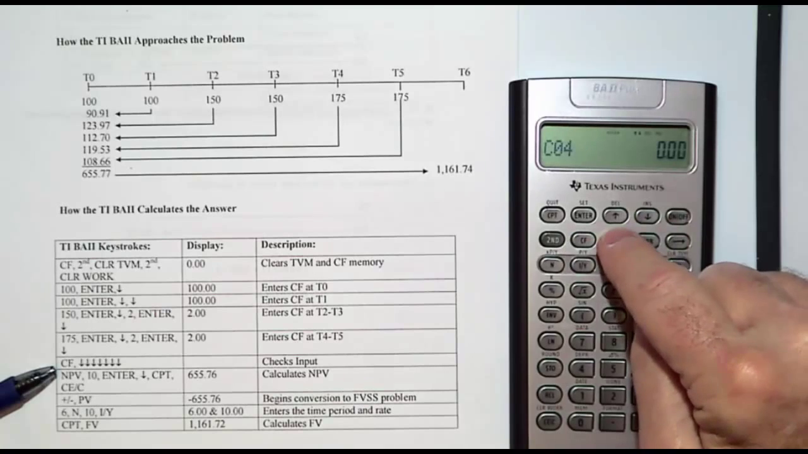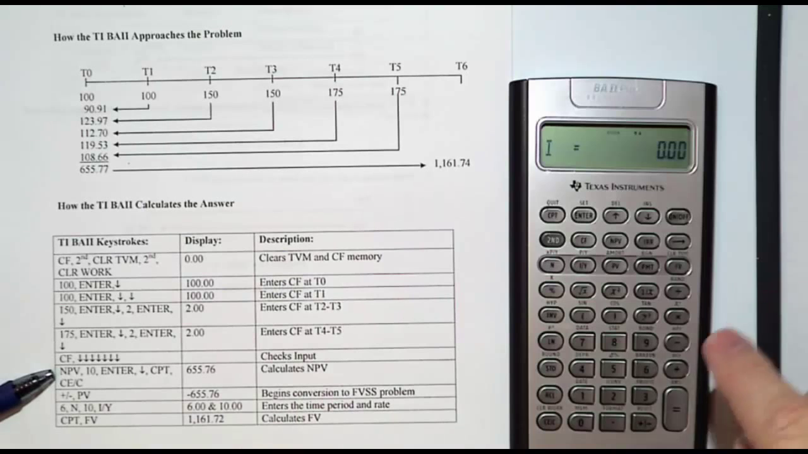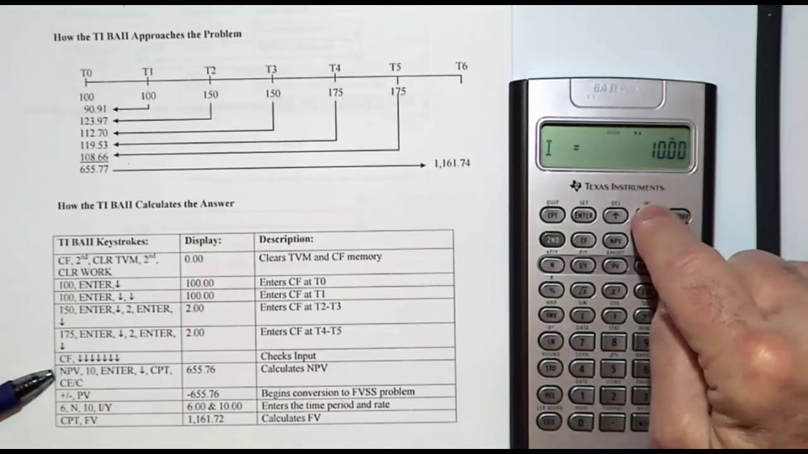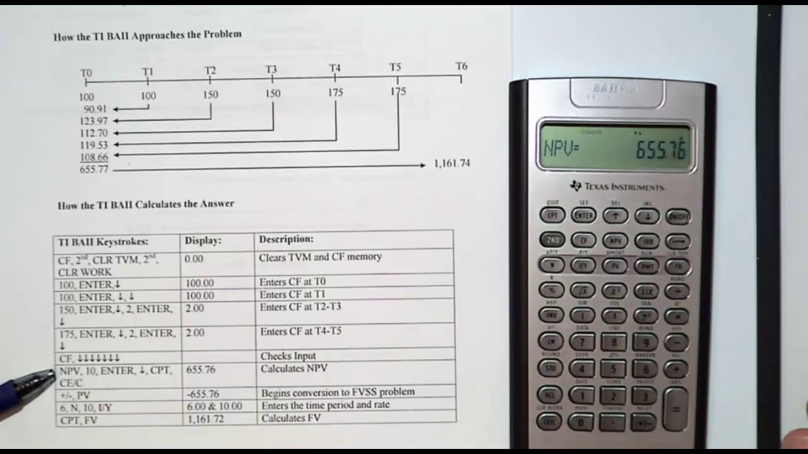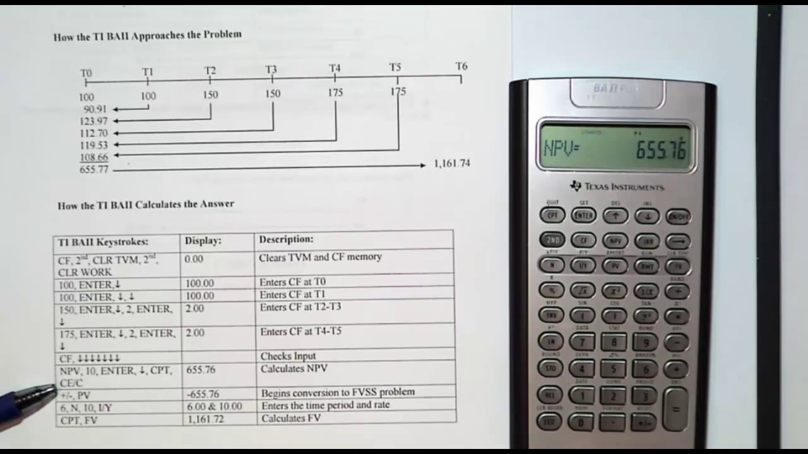So I'm going to hit NPV, then the number 10 for 10%, and compute. And it comes up to 655.76. Now here's a step that people sometimes skip, and they end up with numbers they don't understand. We at this point have to hit the clear entry one time, just one time. Now we're going to change the sign to make it a negative, like an outflow. And now we're going to calculate the future value of that 655.